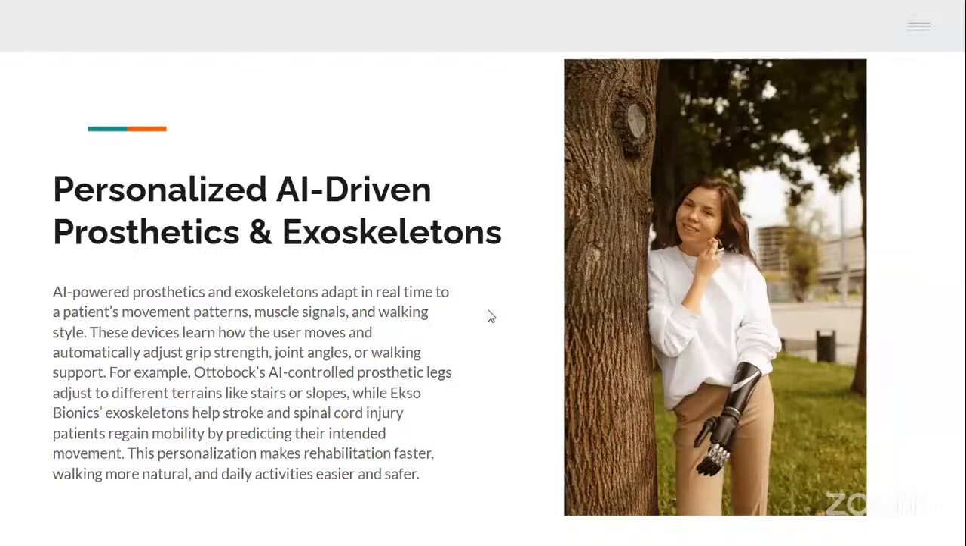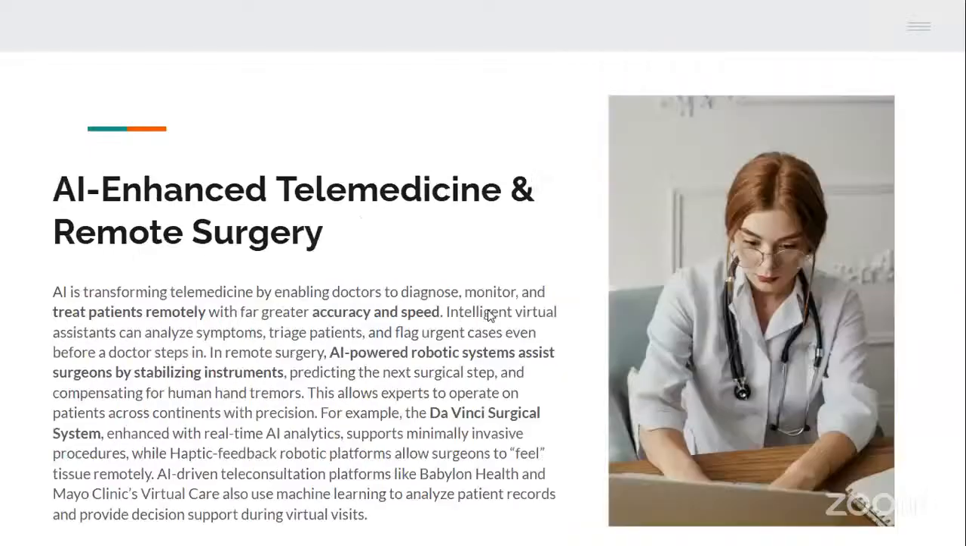Next slide, momentum two. AI enhanced telemedicine and remote surgery. AI is transforming telemedicine. Doctors can diagnose, monitor, or treat patients remotely. This topic is remote in future, so it's not so sure that we can do a remote surgery with AI. How about an AI robotic system assisting surgeons by stabilizing the instruments? It helps to predict the next surgical step.